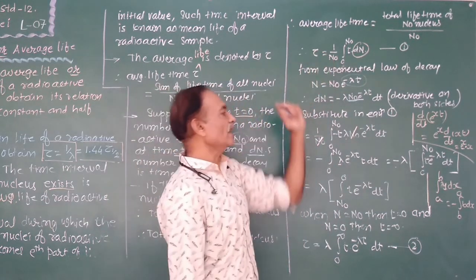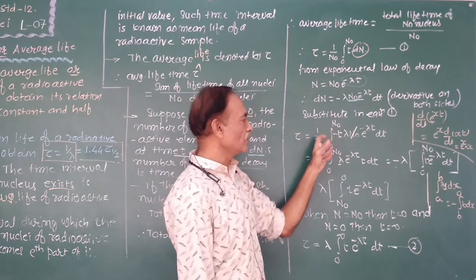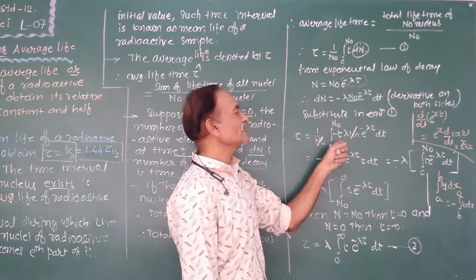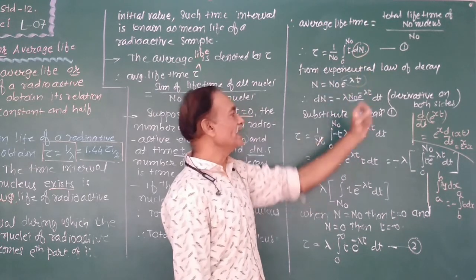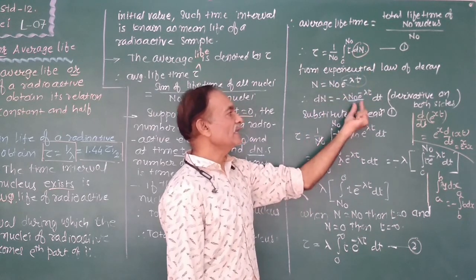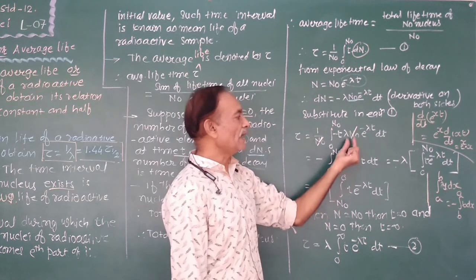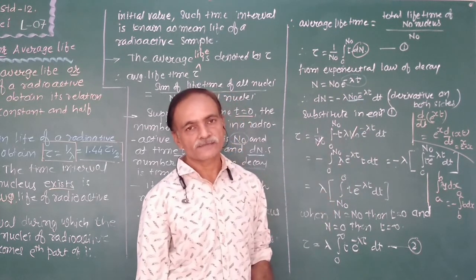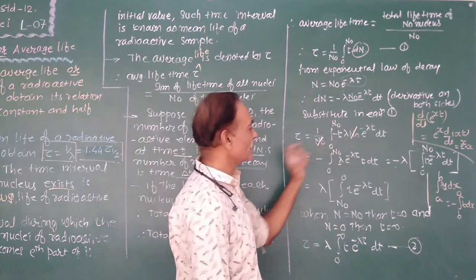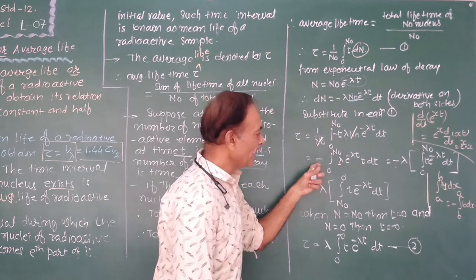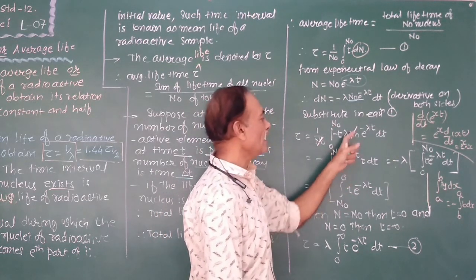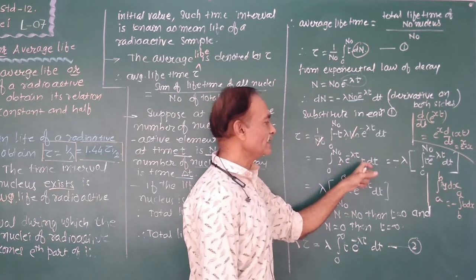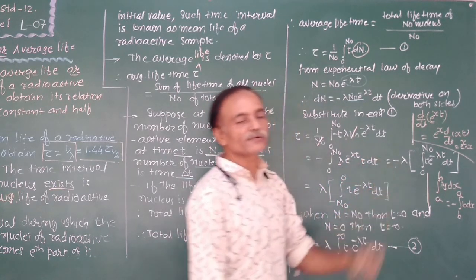Substituting in equation 1, tau is equal to 1 upon n0 integration 0 to n0, t as it is, now the value of dn, minus lambda n0 e^(-lambda t) dt. The n0 cancels, therefore minus integration from 0 to n0, lambda e^(-lambda t) t dt.